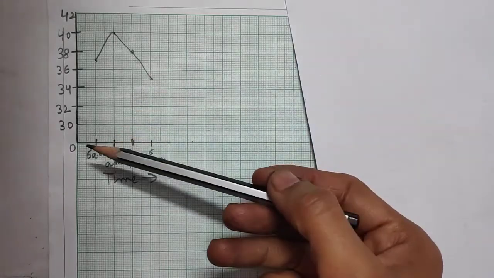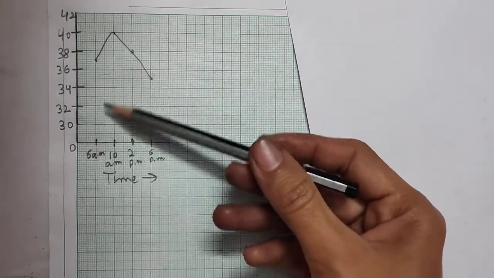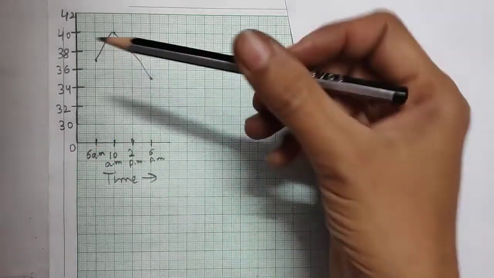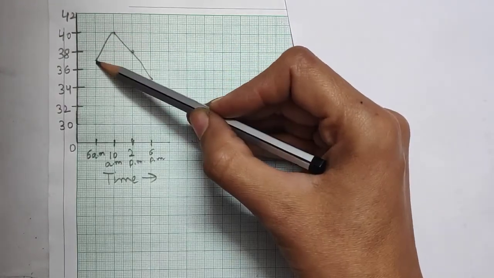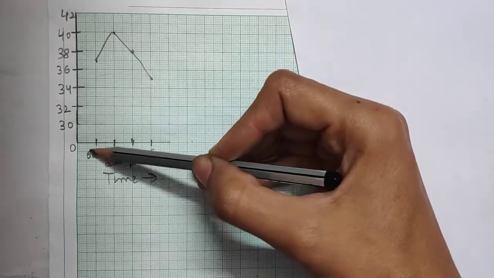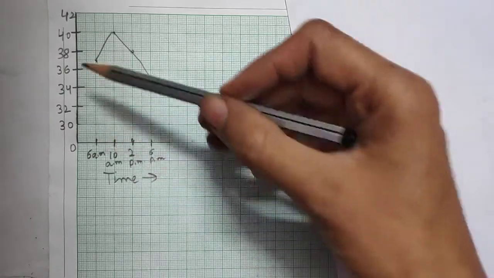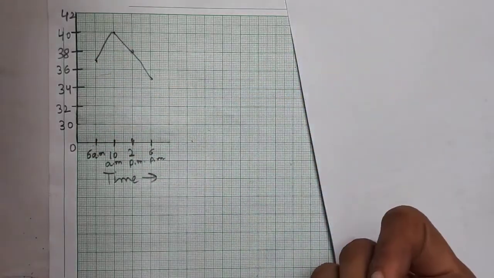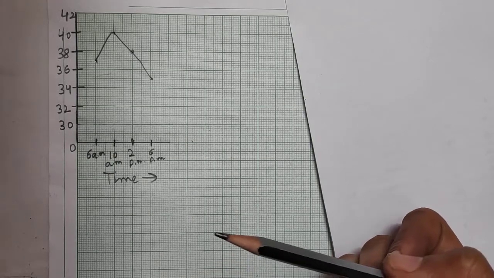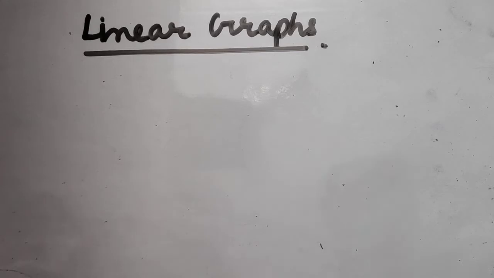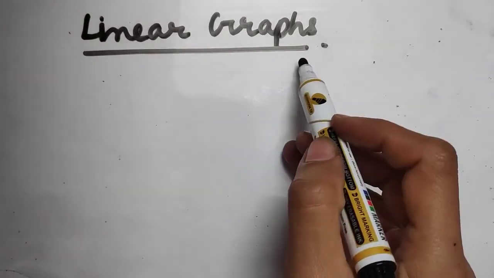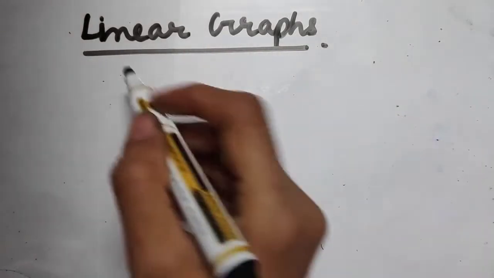Likewise, you can see that the temperature increased by 3 degrees Celsius, that is 40 degrees Celsius minus 37 degrees Celsius, during the period of 6 a.m. to 10 a.m. So likewise, you can read the line graphs or the linear graphs. Let us talk now about linear graphs. Now, what is a linear graph or what are linear graphs?